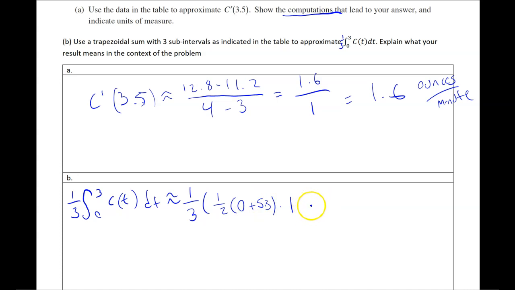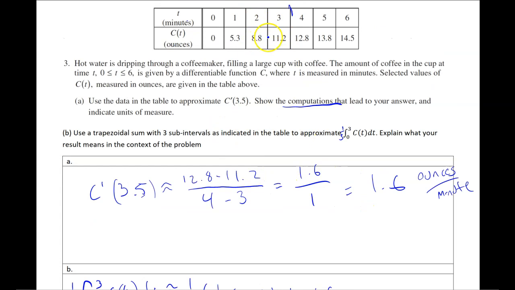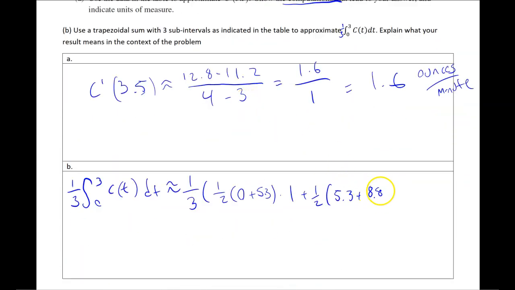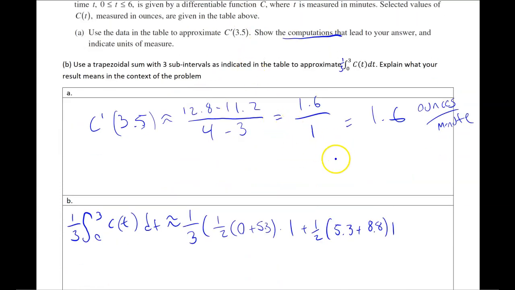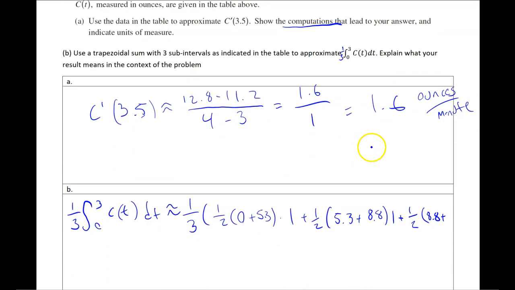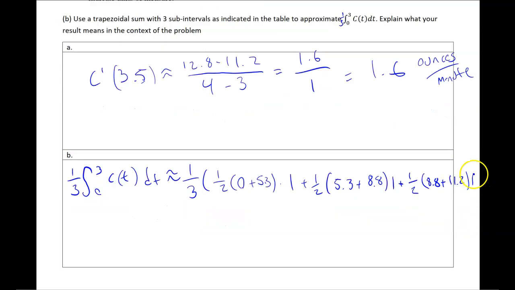And I'm only going to 3, which is nice. My next one is going to be 1/2 times 5.3 plus my next x is 8.8. And again, my height is 1 because the change in my x is 1 every time. And then my last one is 1/2 times 8.8 plus 11.2 is my last x times 1. Okay.